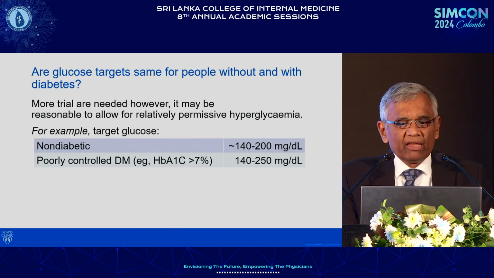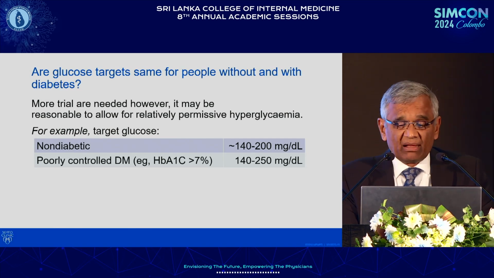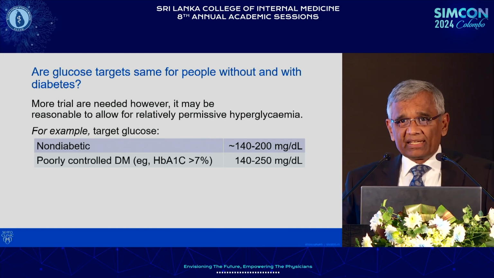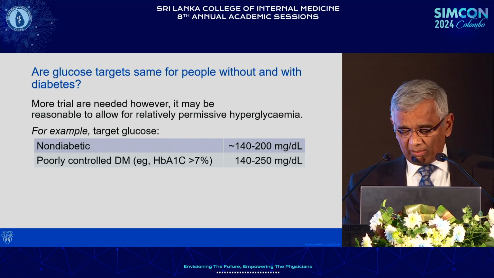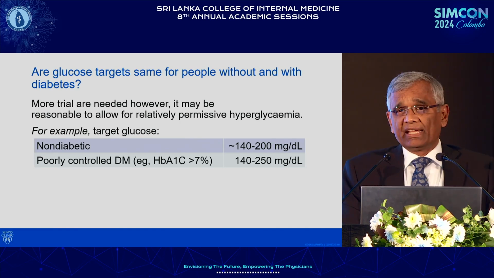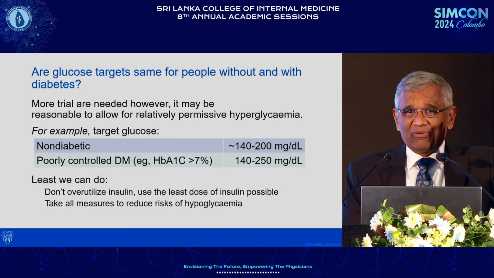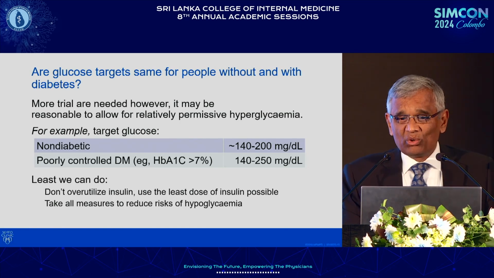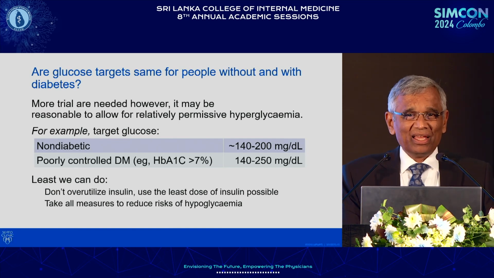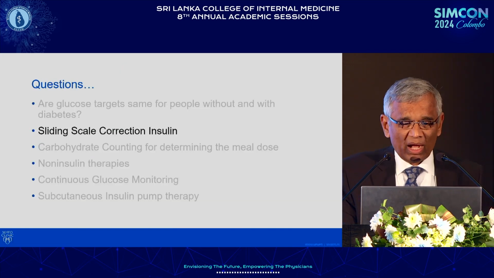For example, if it's non-diabetic, we may want to keep a target of 140 to 180 or 140 to 200 milligram per deciliter. But in poorly controlled diabetes, when admitted to the ward and average hemoglobin A1C is above 7%, we may want to give a higher target, 140 to 250 milligram per deciliter, for example, in these patients. Even if we don't want to do that, the least we can do is to reduce the dose of insulin to as little as possible so that we can control glucose well and reduce the risks of hypoglycemia while in hospital.